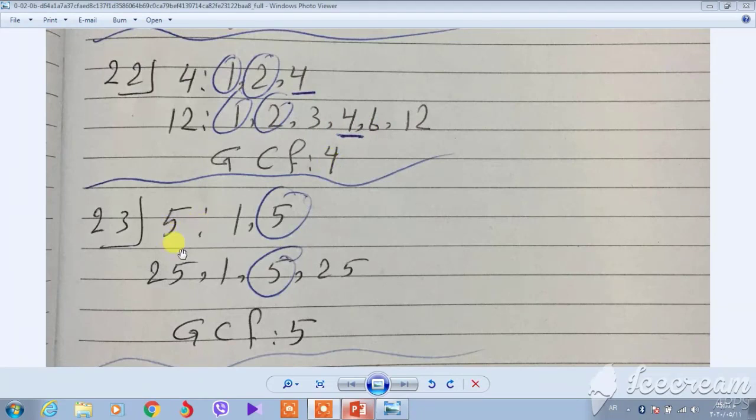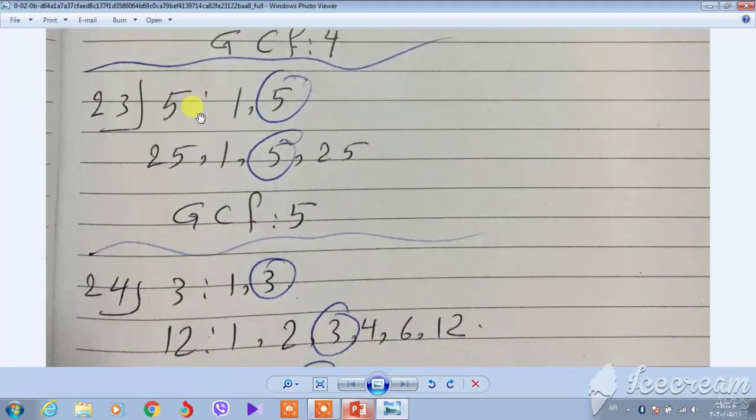And now we have 5 and 25. 1 times 5 equal to 5, and we don't have any other number. For 25 we have 1 times 25, and 5 times 5 equal to 25. We just write it one time because it is repeated, student. We have two common factors, 1 and 5. Which one is greater? 5 is greater. So we write that 5 is the greatest common factor, or GCF.